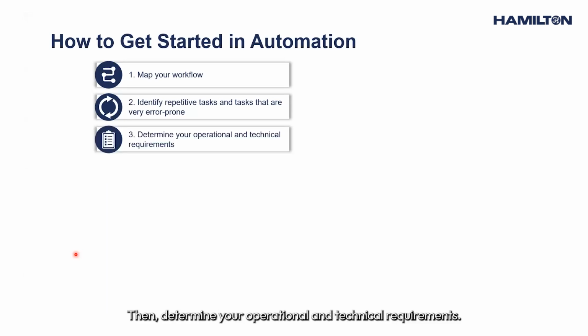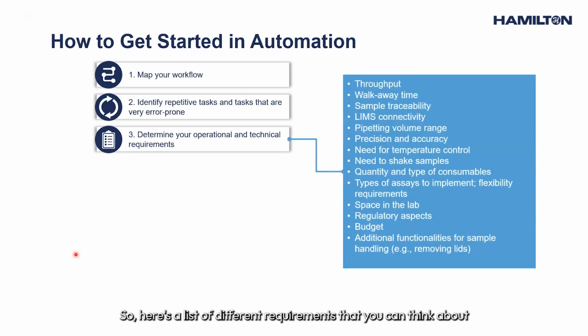Then determine your operational and technical requirements. So here's a list of different requirements that you can think about, starting with throughput, how many samples you want to work with, walk-away time, sample traceability, and the regulatory aspects as well. If you want to have it connected to the LIMS or not, what is your volume range? Are we talking about low volume dispensers, or are we talking about milliliters? Precision and accuracy.